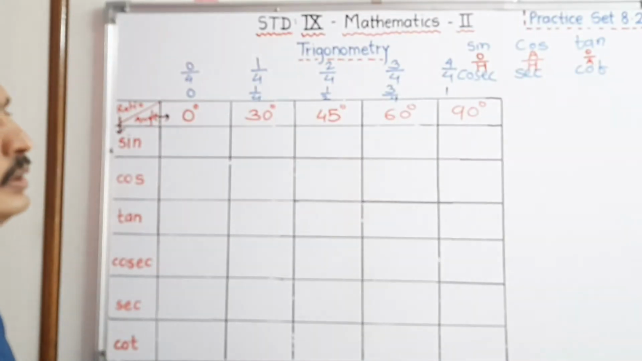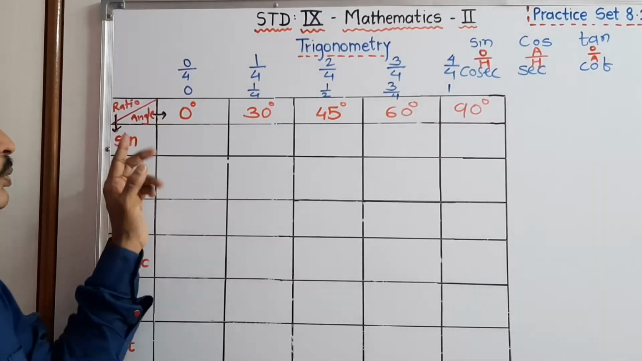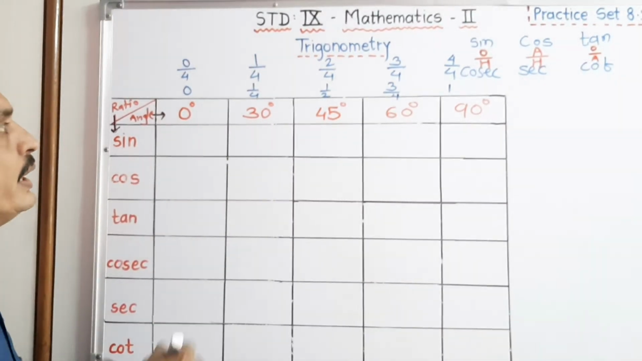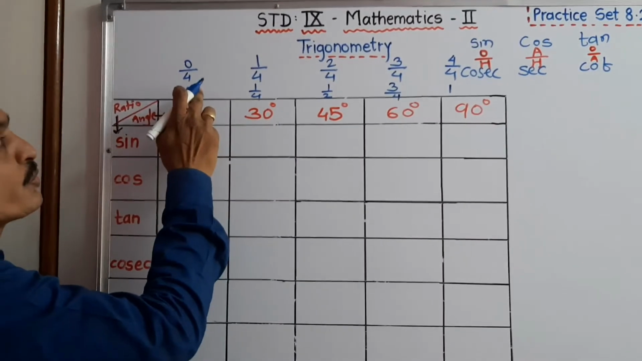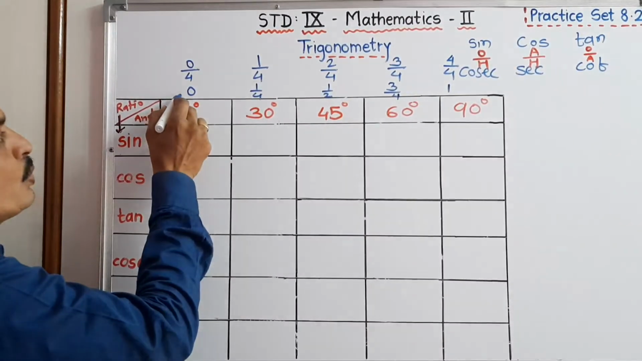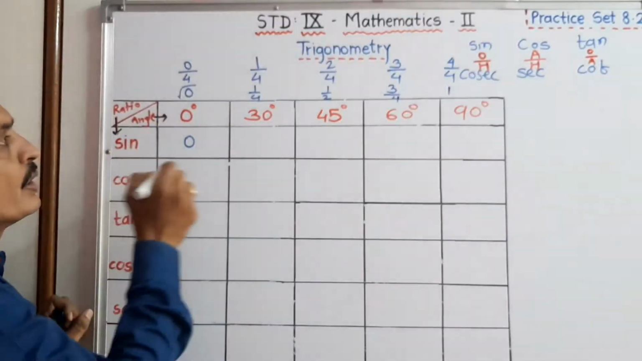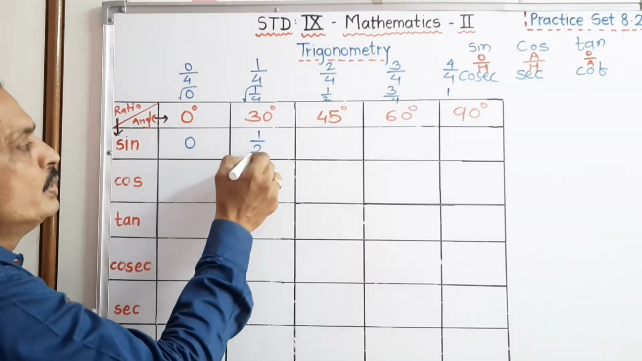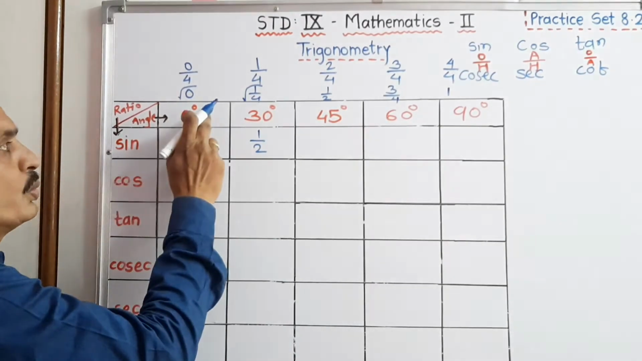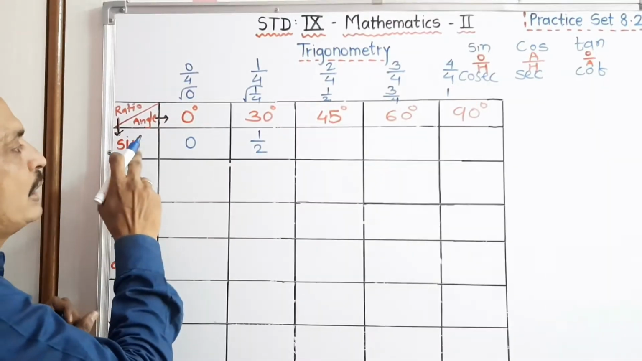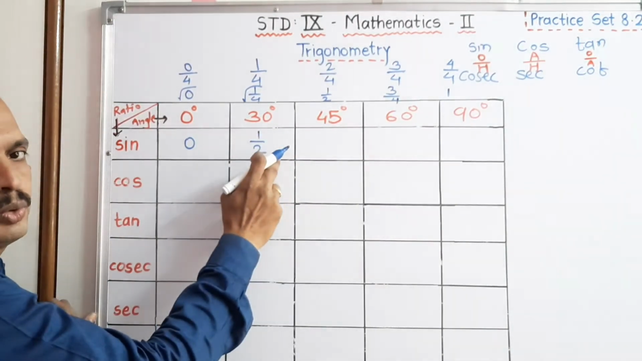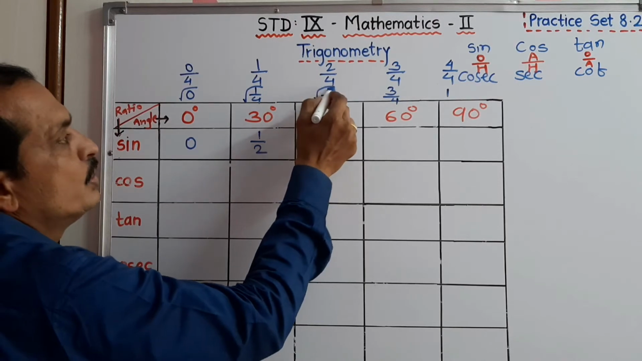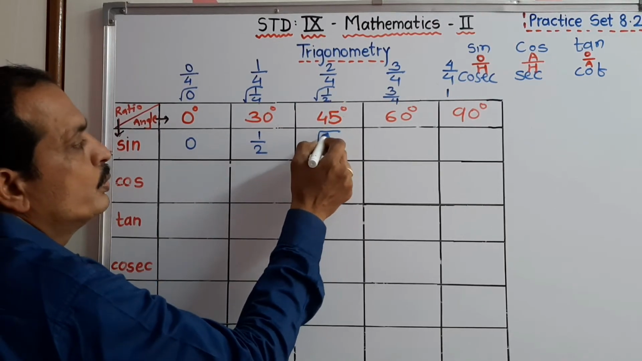Now dear student, what we have to write? We have to write the values of sine ratio first of all. For writing that, we have to take out the square root of this. Square root of 0 is 0. Square root of 1 upon 4, it is 1 upon 2. That means sine 0 degree is 0. The value of sine 30 degree is 1 upon 2. Now we have to write the value of sine 45. It is under root 1 upon 2.